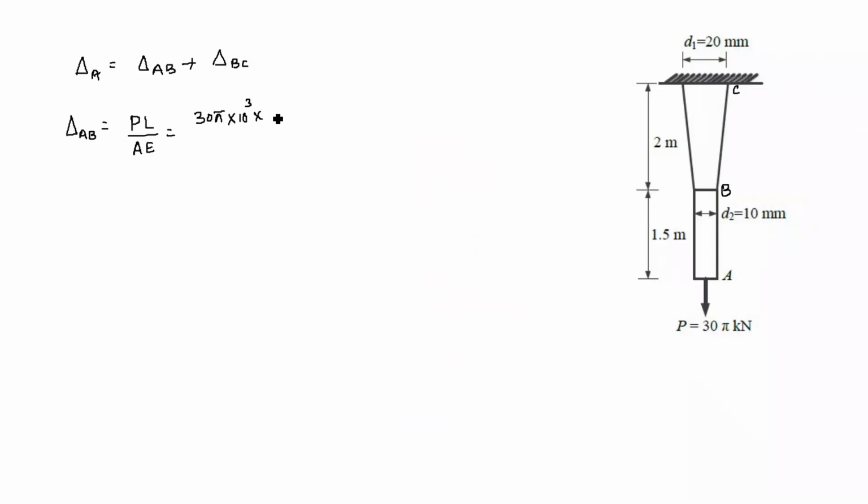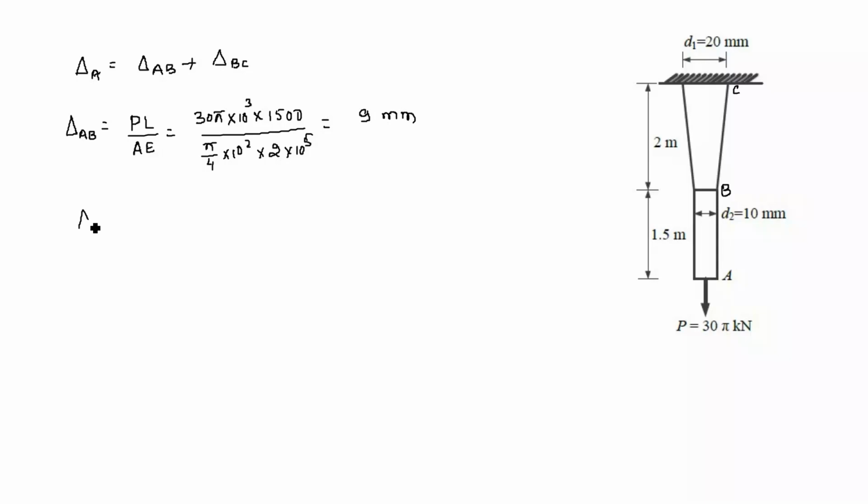So length is 1.5 meter, which will be 1500 mm, divided by area. Area is pi by 4 into diameter squared, so diameter is 10, so 10 square, into modulus of elasticity, which is given as 2 into 10 to the power 5 megapascal. Now when we solve this, we will get the deflection as 9 mm.